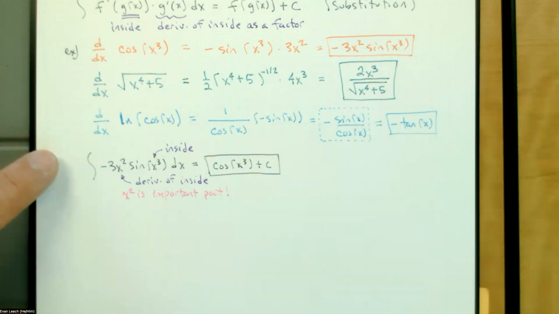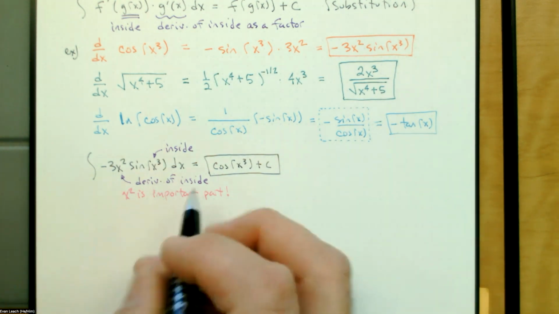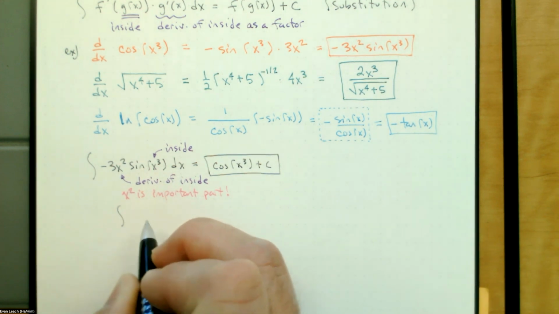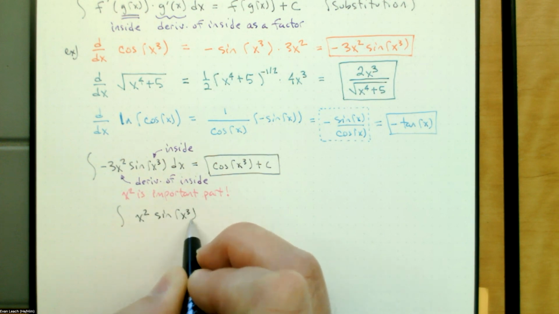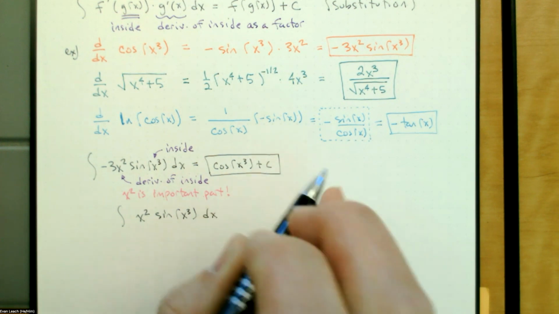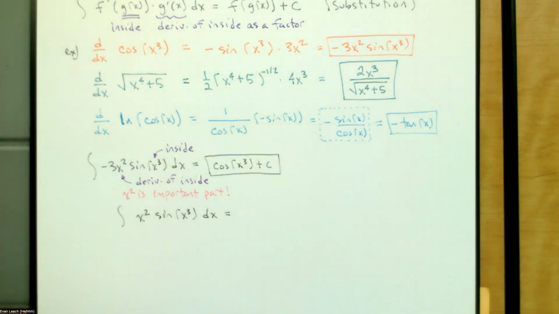Because if I take this antiderivative, if I just divide by -3 all the way through, we'll see that the x squared is the important part. So another version of this problem might just say the integral of x squared sine x cubed dx. So what's missing? The derivative of cosine is negative sine, and we don't have the negative.